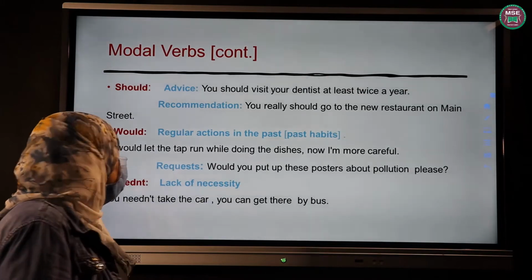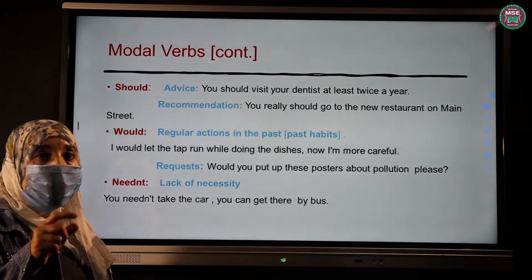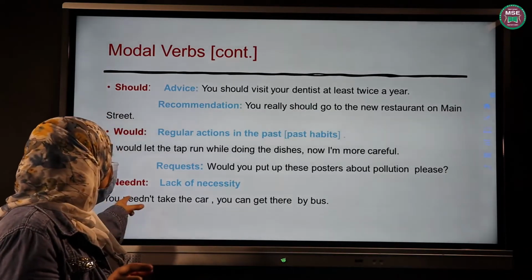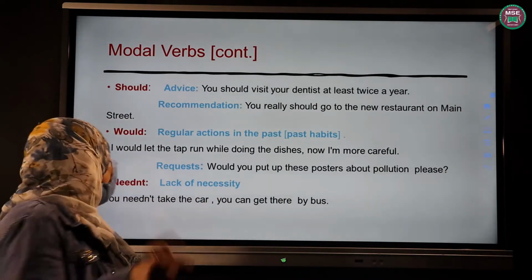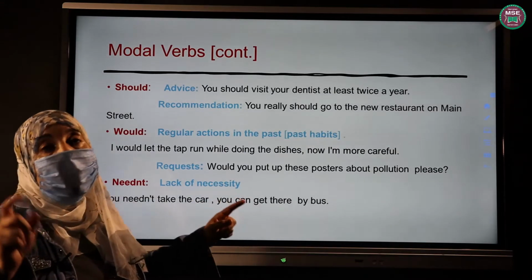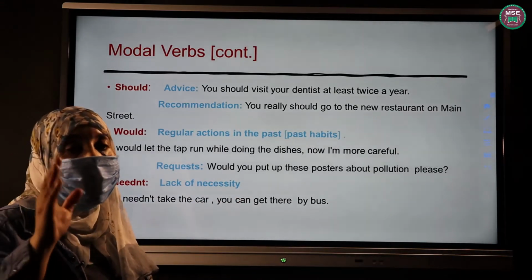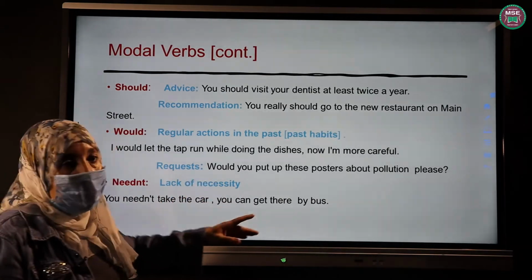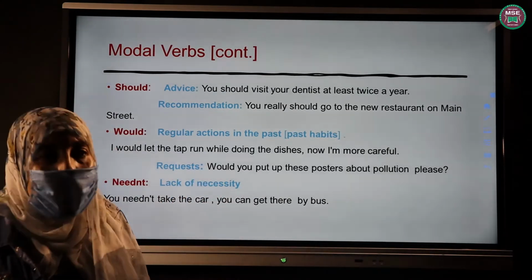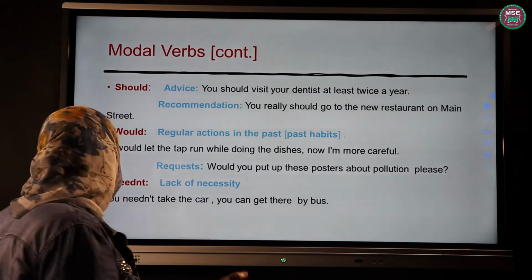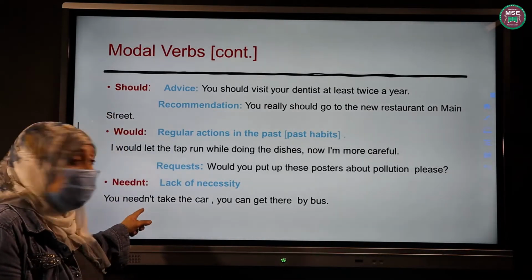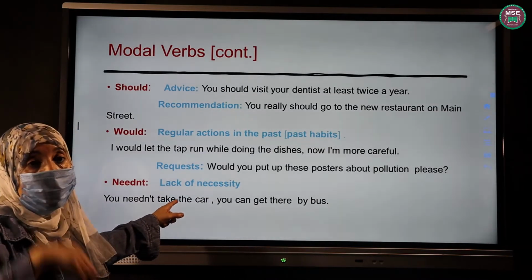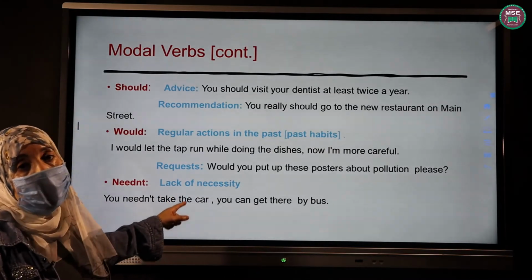The last one is needn't. Needn't is equal to don't have to. Again, needn't expresses lack of necessity. And the difference is that after needn't, the verb comes in the bare infinitive or the bare form. You needn't take the car. You can get there by bus. It means, again, you don't have to take the car. You can go by bus. But here, when needn't comes, the verb which follows it must be in the bare form.